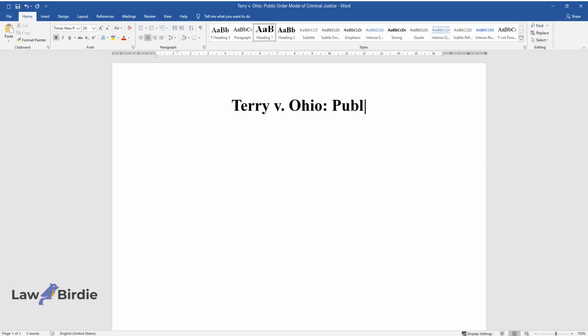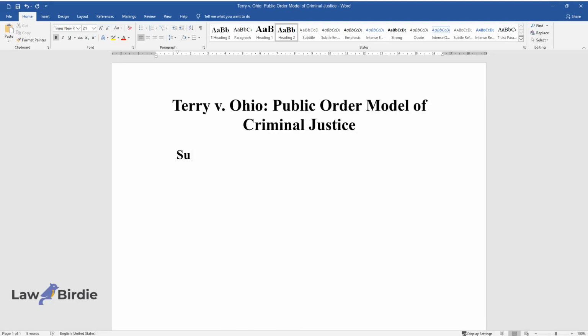Terry vs. Ohio, Public Order Model of Criminal Justice. Summary. The Terry vs. Ohio case represents the public order model of criminal justice.